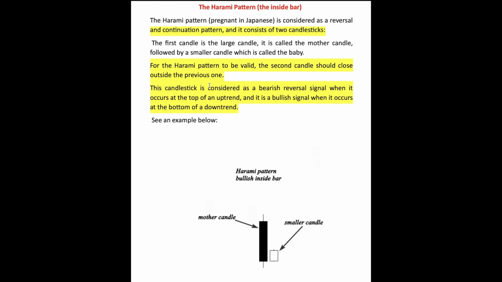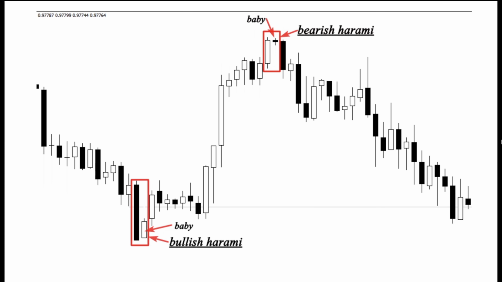This candlestick is considered a bearish reversal signal when it occurs at the top of a trend, and it is a bullish signal when it occurs at the bottom of a downtrend. So, which means it may be white and this one may be black. It is the same thing. So let's look at the example together. In the chart, you can see how the trend direction changes after the Harami pattern formation.